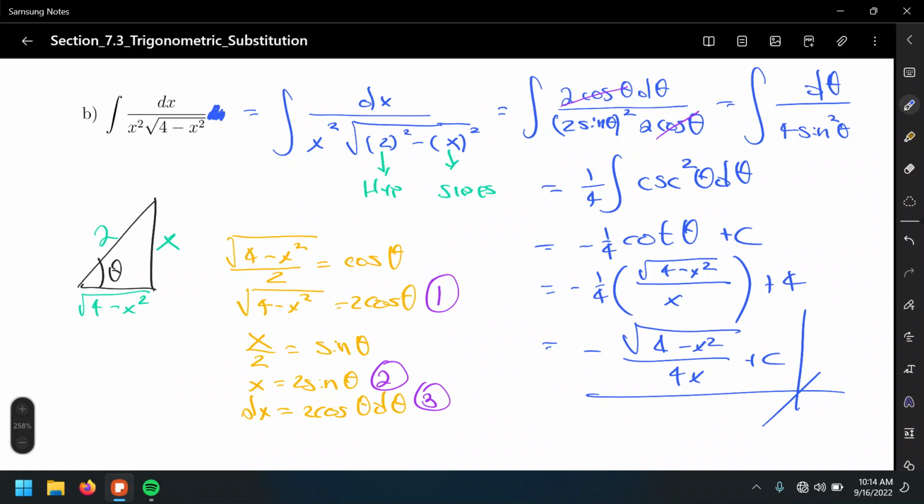Let's do one more example in which the setup will change just very slightly. You'll see.